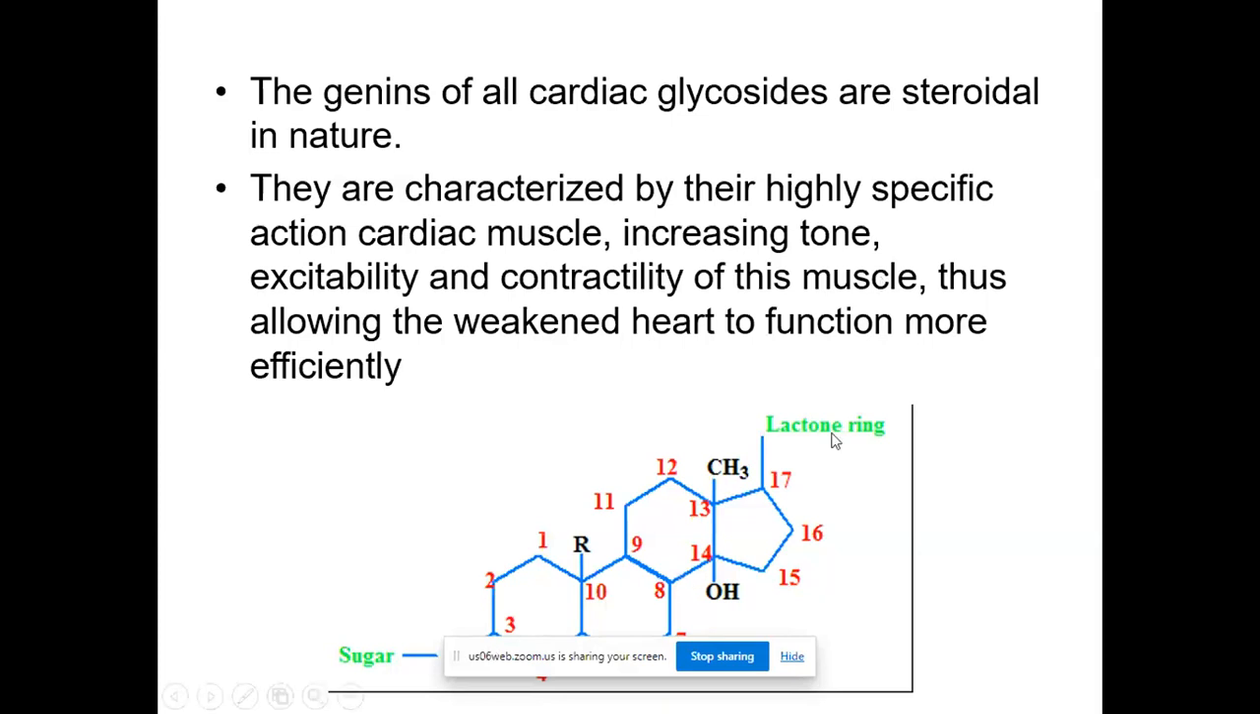Configuration. And then we'll see that for the lactone ring, there are two types. There's the 5-membered ring and the 6-membered ring. So the 5-membered ring is for the cardenolides, we'll see them. And then the 6-membered ring will form the bufadienolides.